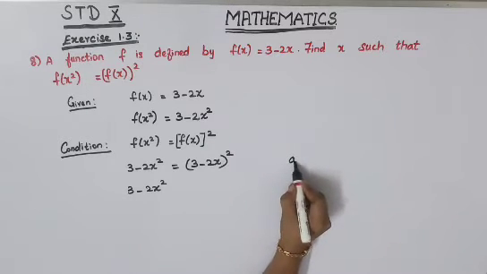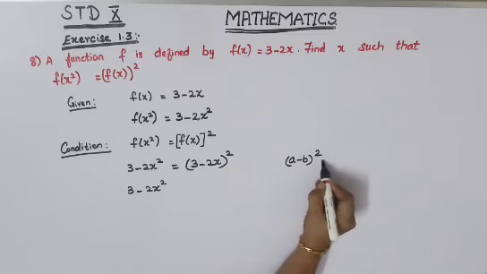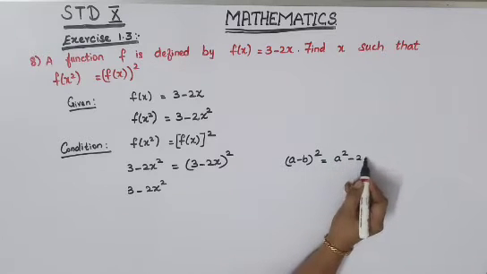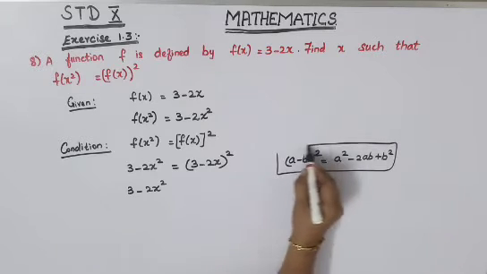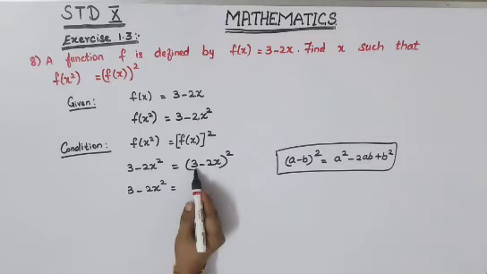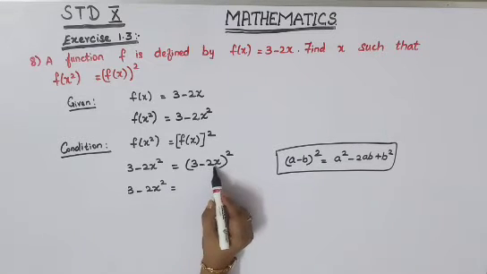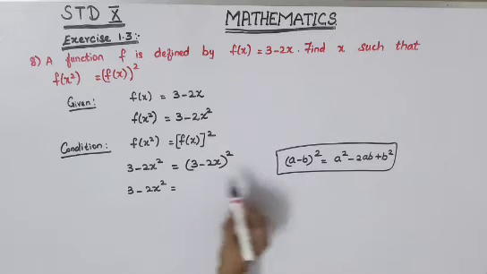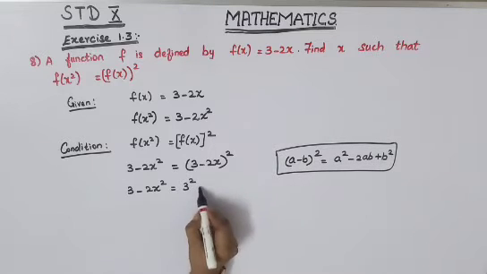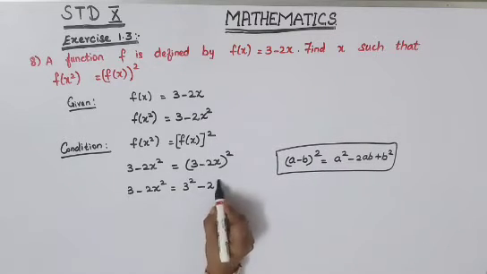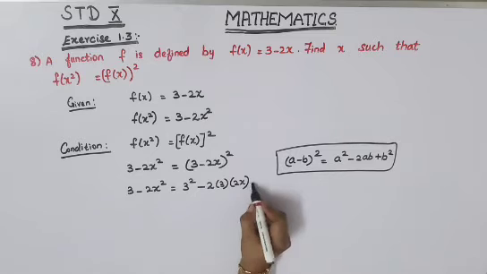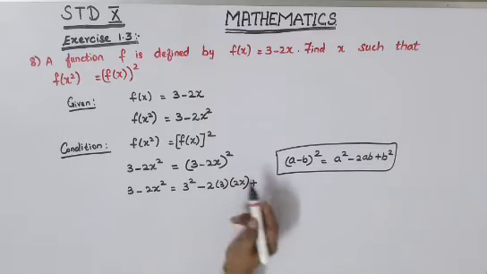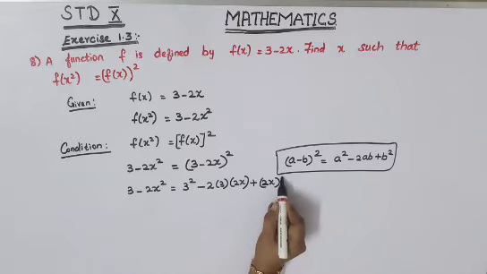So this is your formula, (a minus b) the whole square is equal to a square minus 2ab plus b square. So you can expand using this. So here in the place of a you got 3, in the place of b it is 2x. So a square means here 3 square. So 3 square minus 2ab, so minus 2, in the place of a it is 3, in the place of b it is 2x. Then plus b square. So b is 2x, so (2x) the whole square.